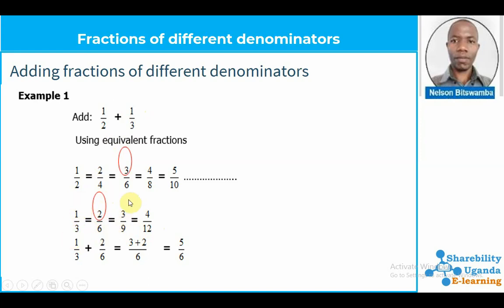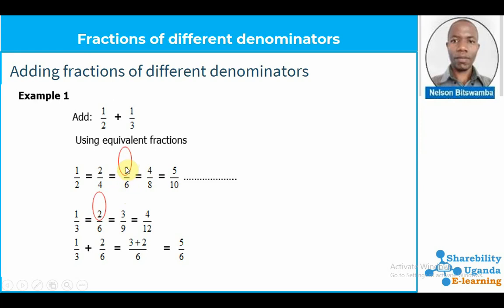So here we shall look out for the common equivalent fractions. How shall we choose this? We shall look at fractions that have the same denominator. You can see the fractions which have the same denominator, 6, are 3 out of 6 and 2 out of 6. So that means we shall take these two fractions to be our common equivalent fractions.